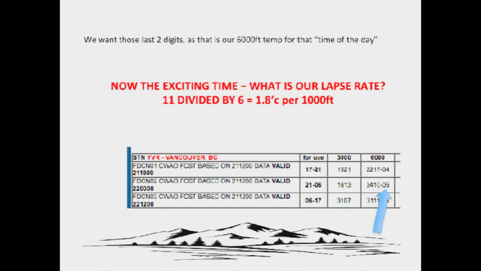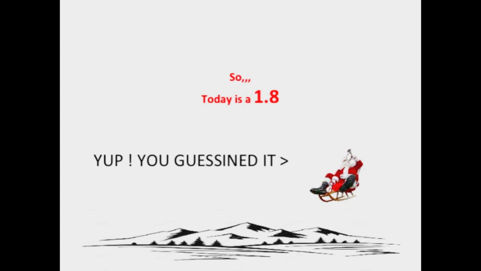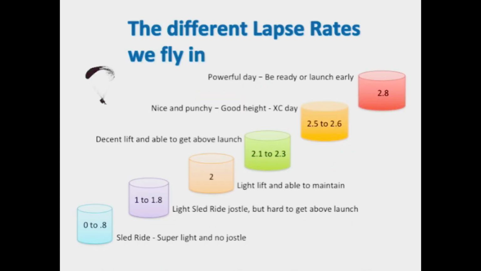So now, again, the exciting time. What is our lapse rate? 11 divided by 6 is 1.8 Celsius per 1,000 feet. So there you go. Yep, 1.8. It's a sled ride.